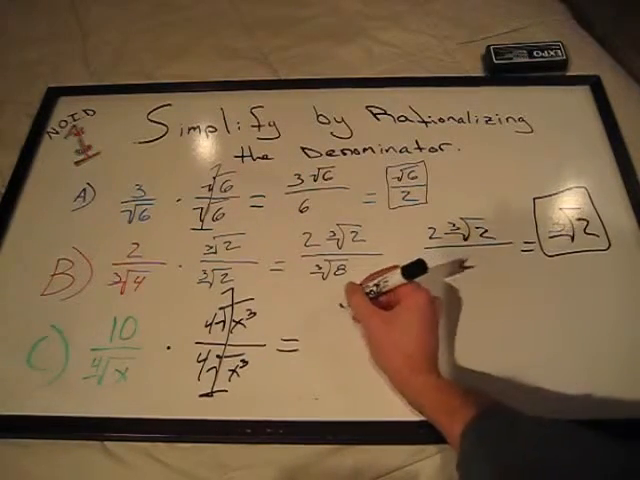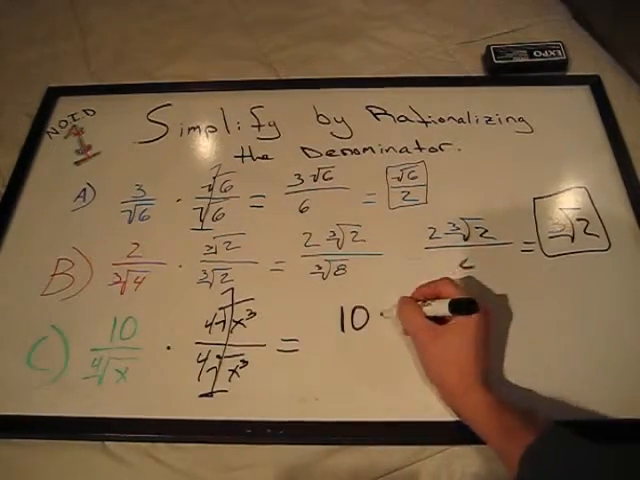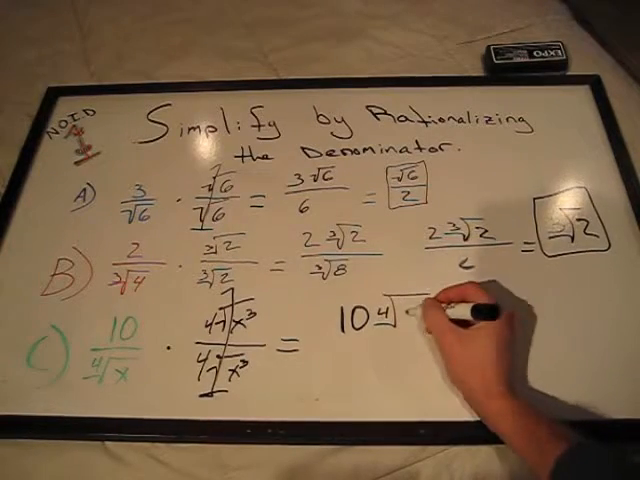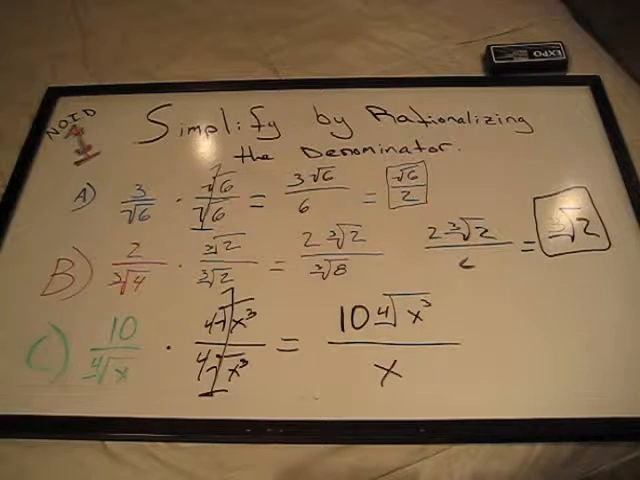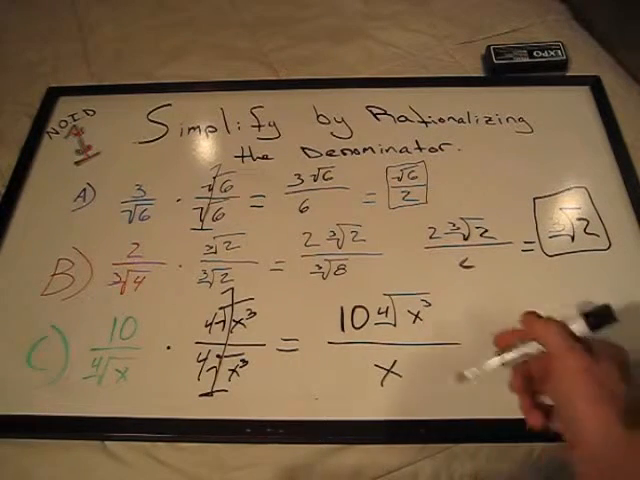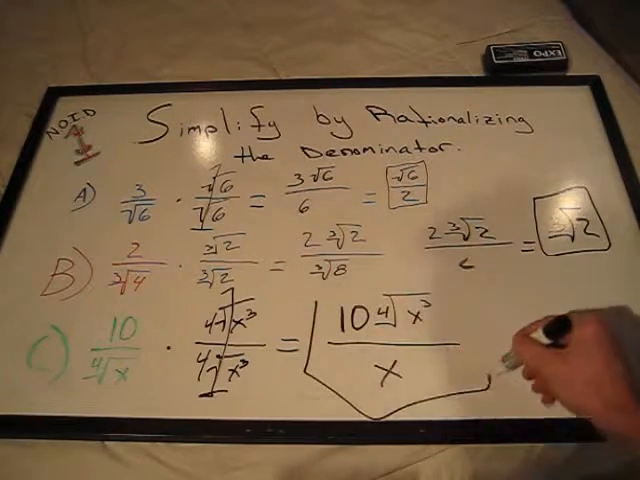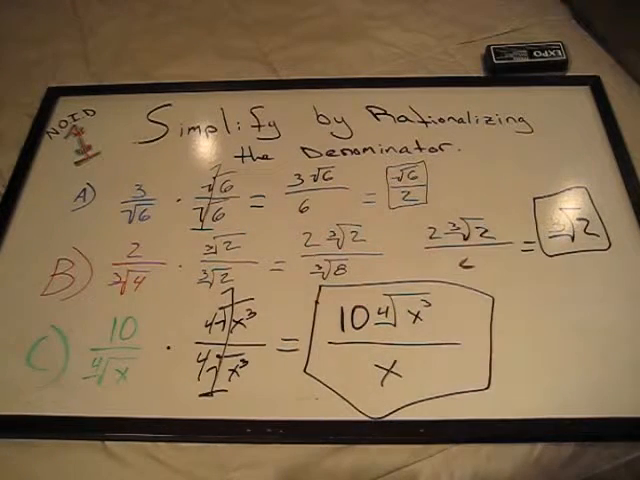We'll multiply that out. We get 10 times the 4th root of x to the 3rd over x. And that is as much as you can simplify that problem. And that is how you simplify by rationalizing the denominator.